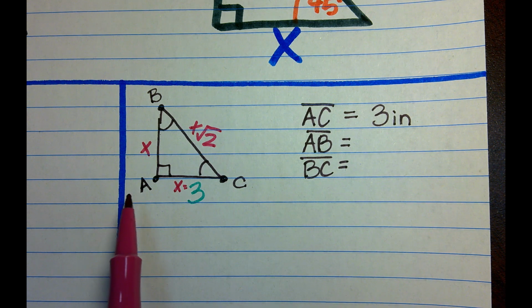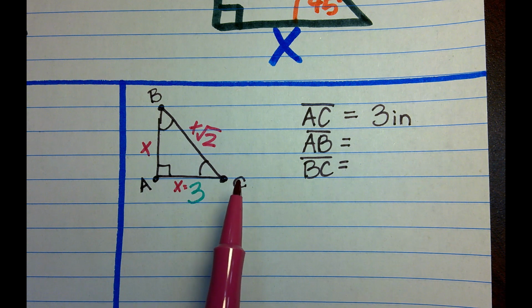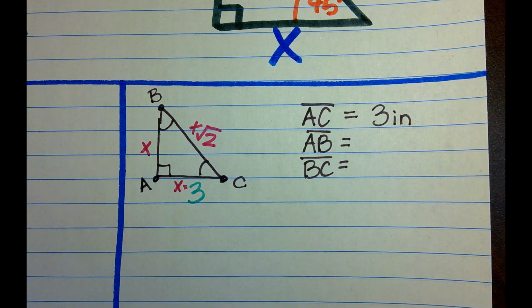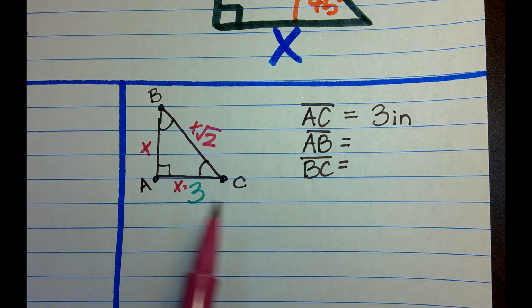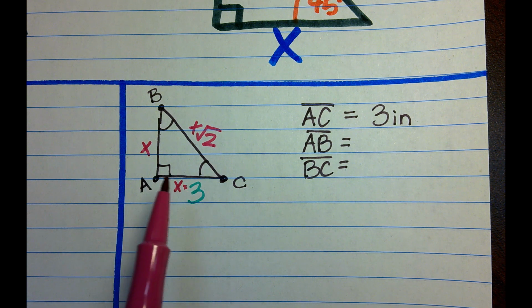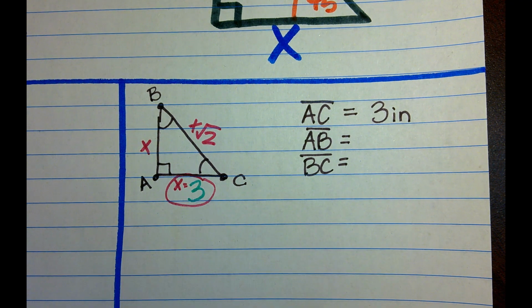So if I know that AC is x, and I know AC is 3, what is x? 3. Good. If AC is x and AC is 3, then they are the same. X is 3. Now AC is labeled as x. What else is labeled as x? AB. And if x is 3, then what is AB? 3.